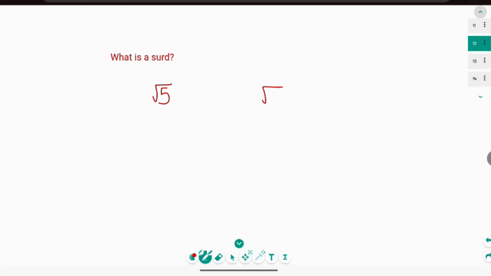Well, is the square root of 4 a surd? No, because the square root of 4 is 2, which is a rational number. Square root of 8, yes, that's a surd. Square root of 100 can be expressed as 10, because 10 times 10 is 100, so it's not a surd.